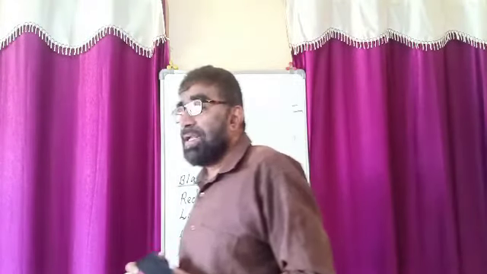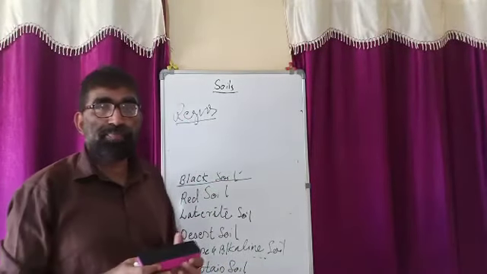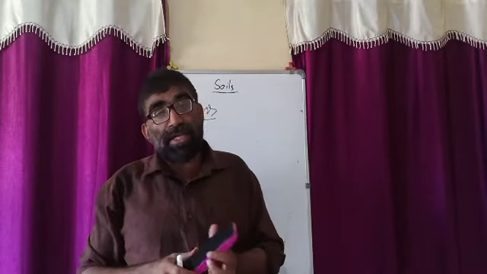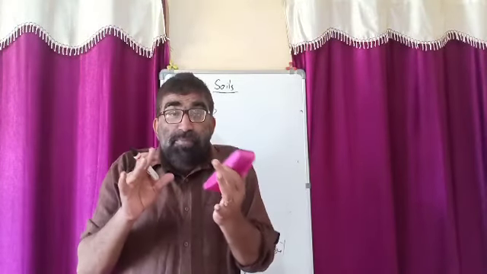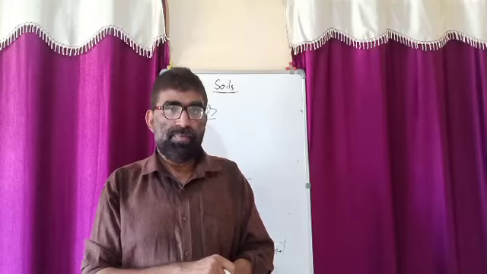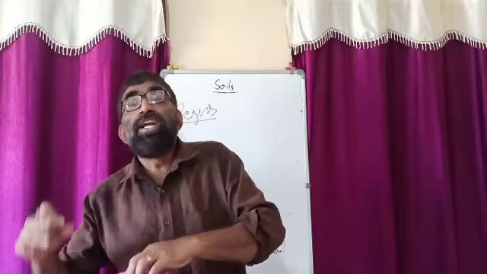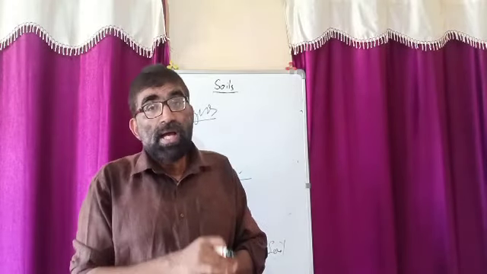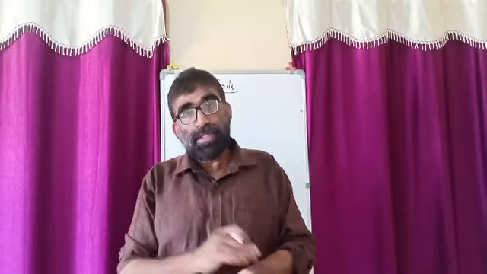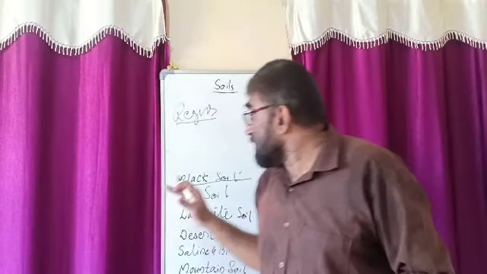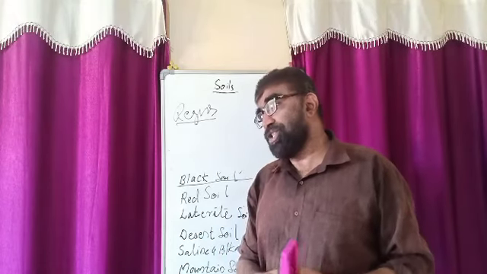Black soil has two special characteristic features: a self-ploughing quality and moisture retaining capacity. Black soil becomes sticky when it gets wet, so immediately after the first rain it should be ploughed. Otherwise it will be very difficult to plough when it becomes sticky. And in the summer season, it will dry up and cracks develop on this soil. That helps the aeration. So this is the self-ploughing quality of the black soil. These are the features of the black soil.